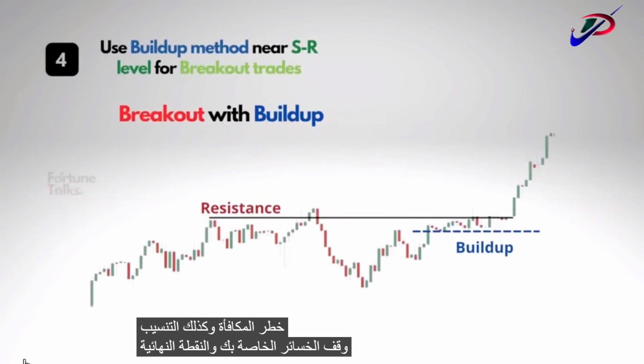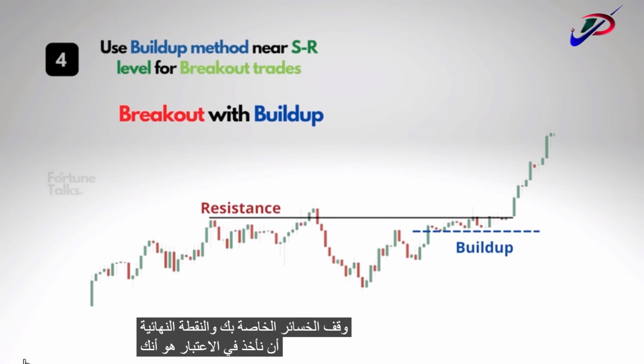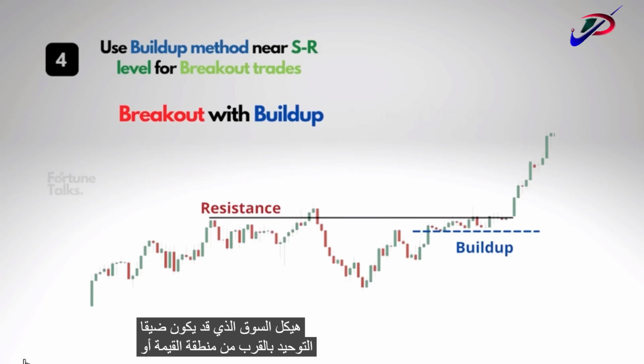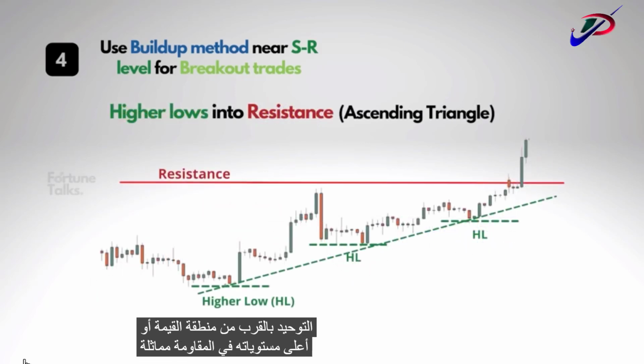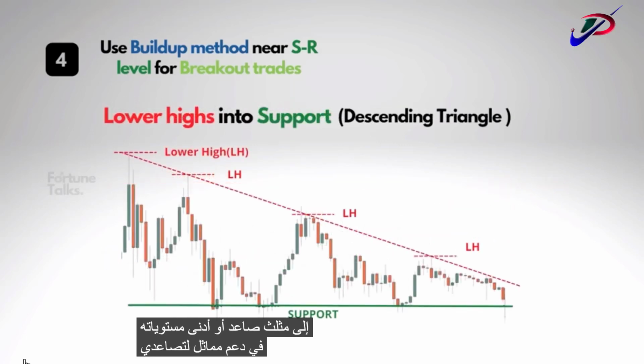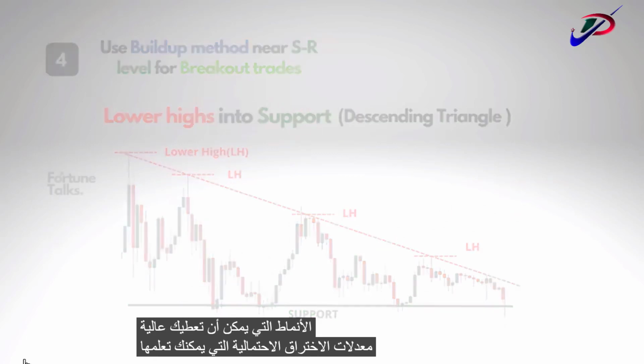And the final point to keep in consideration is that you have to look for a price build-up at the market structure, which may be a tight consolidation near the area of value, or higher lows into the resistance similar to an ascending triangle, or lower highs into the support similar to a descending triangle, which are credible enough patterns that can give you high probability breakout trades. You can learn a lot more about them in the previous video.